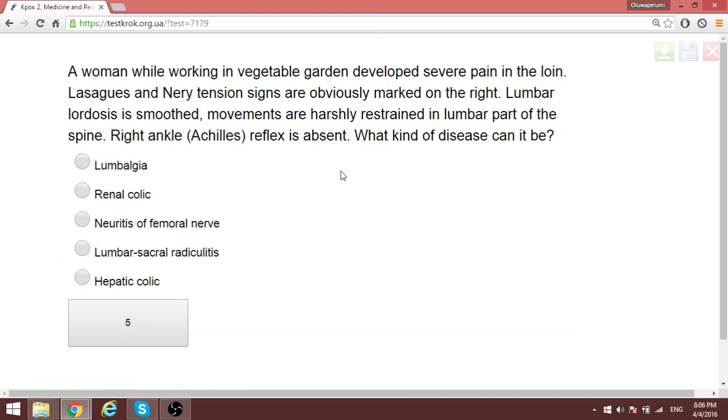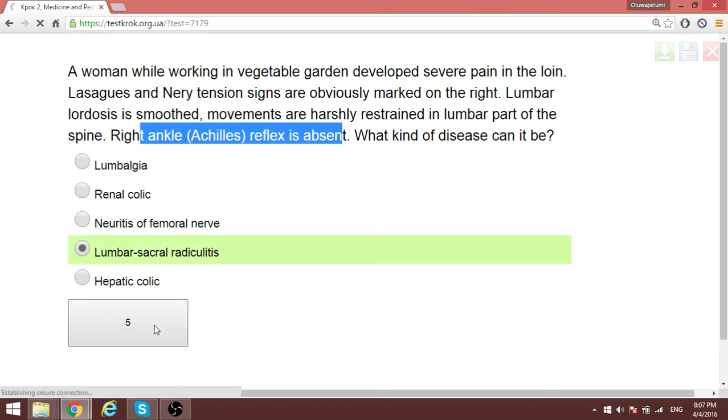All right, you have a patient with positive Lasegue sign and urinary retention, together with strain in the lumbar part of the spine, and the right ankle reflex is absent. What disease can you suspect? Majorly, you can narrow it down to lumbalgia and lumbosacral radiculitis, but lumbalgia is just pain in the lumbar region, and you can see further symptoms manifesting here, and the Achilles reflex is absent. So this is lumbosacral radiculitis.